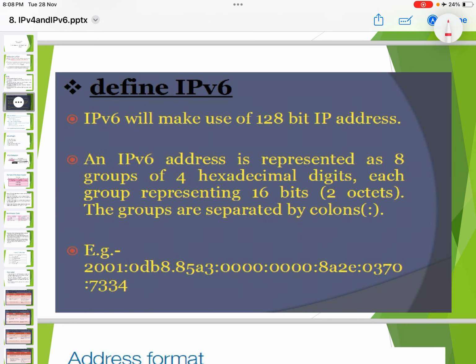So, define IPv6. IPv6 makes use of a 128-bit IP address. An IPv6 address is represented as 8 groups of 4 hexadecimal digits, each group representing 16 bits, that is 2 octets. The groups are separated by colons. So you have 128 total bits, and the groups are separated by colons. This is an example of the IPv6 format.